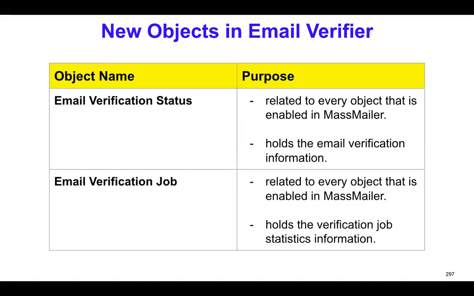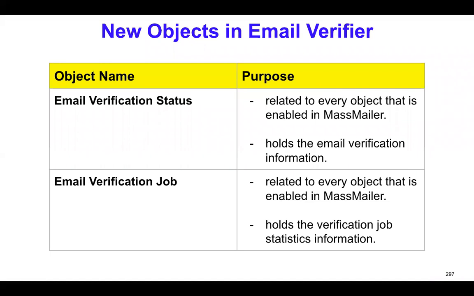And what objects do we have to capture this verification status information? We have two objects. One is the email verification status, which is related to every object and holds the actual verification information. And the verification job object, which is related to every object that is enabled in MassMailer, and it holds the verification job statistics.